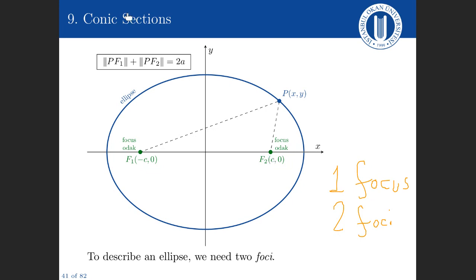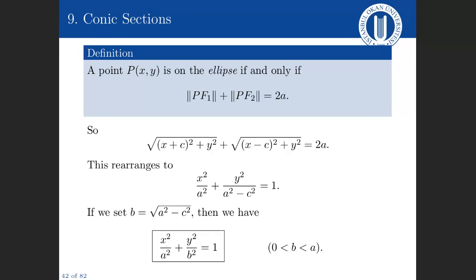The rule for an ellipse is the distance from a point P to the first focus plus the distance from the point P to the second focus must always be constant, equal to the length of the string. And I'm going to call this number 2a. This is the definition. We must have that the sum of these two distances is always constant.